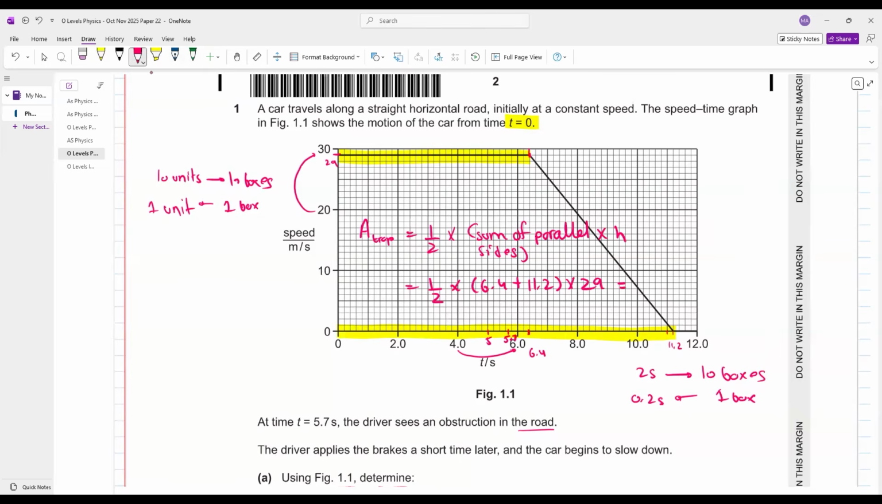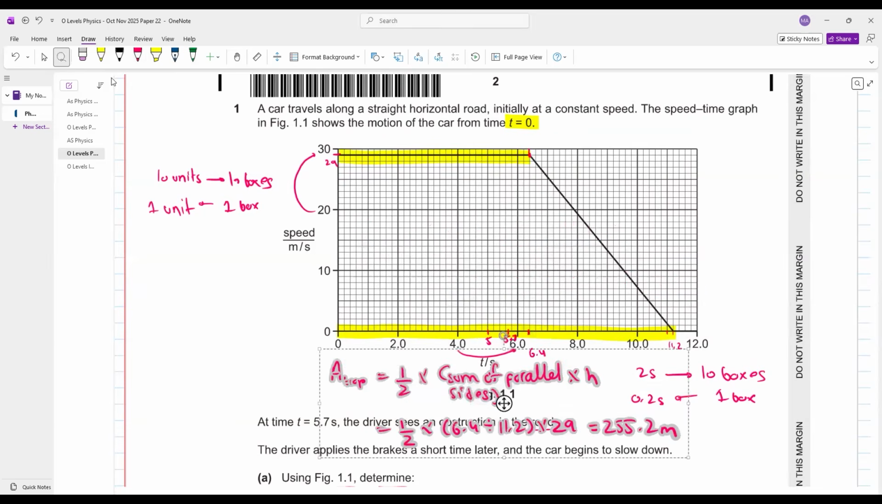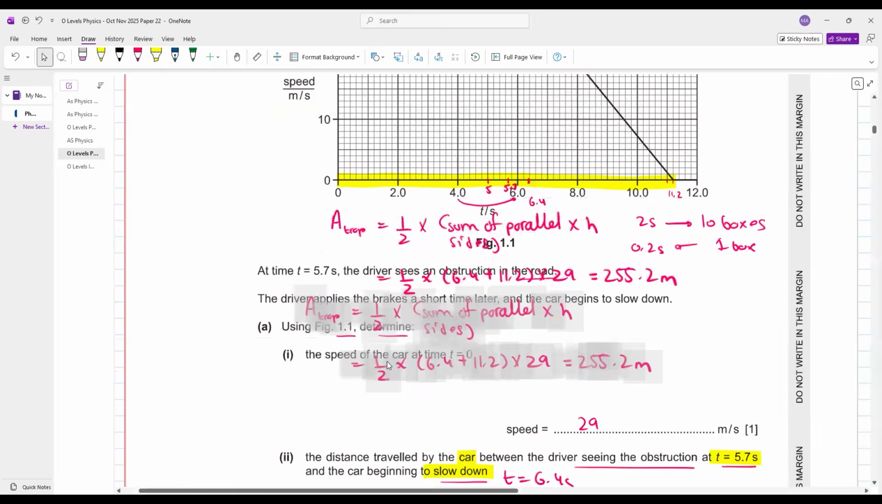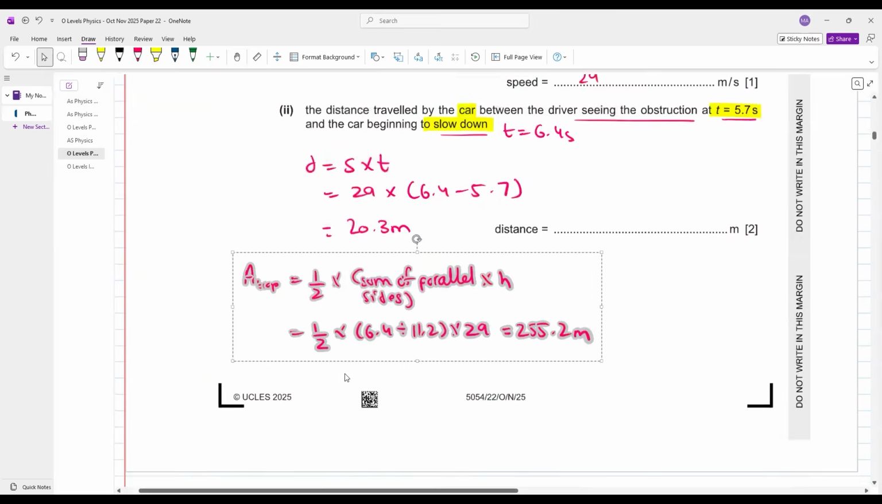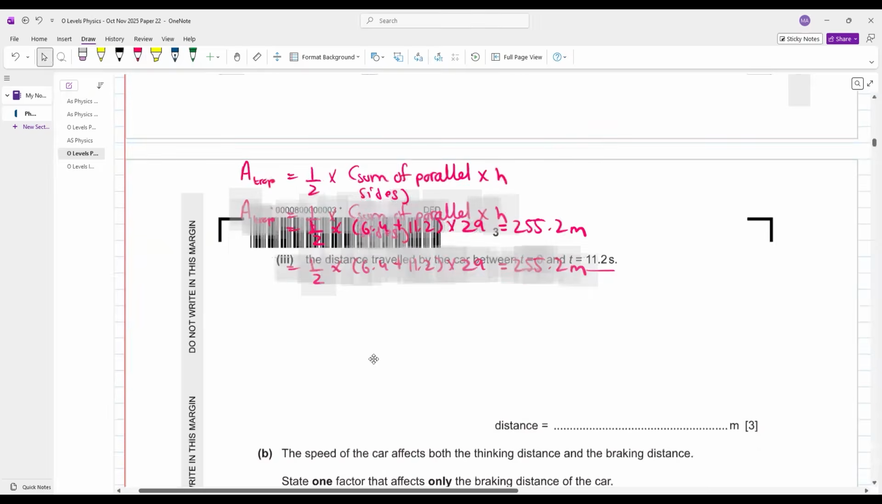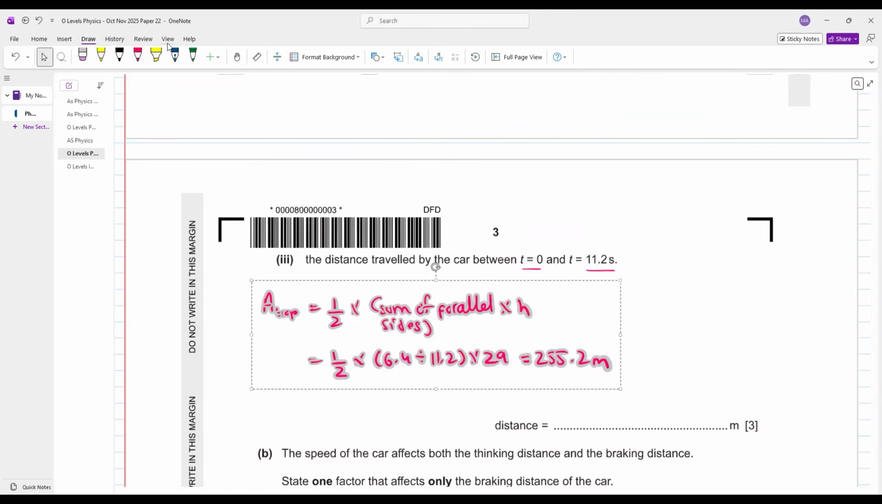What is the distance traveled? Multiplied by 29 divided by 2. Distance traveled equals 255.2 meters. Let's bring this entire working down here. The distance traveled by the car in 11.2 seconds is equal to this.